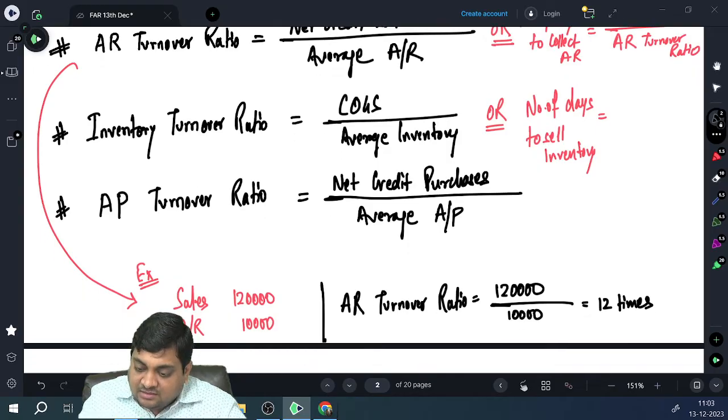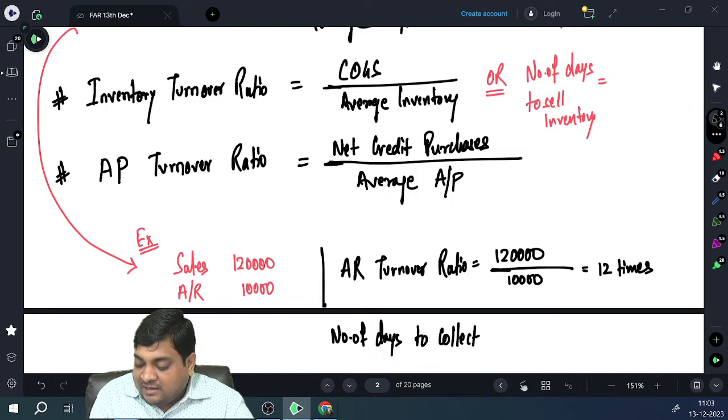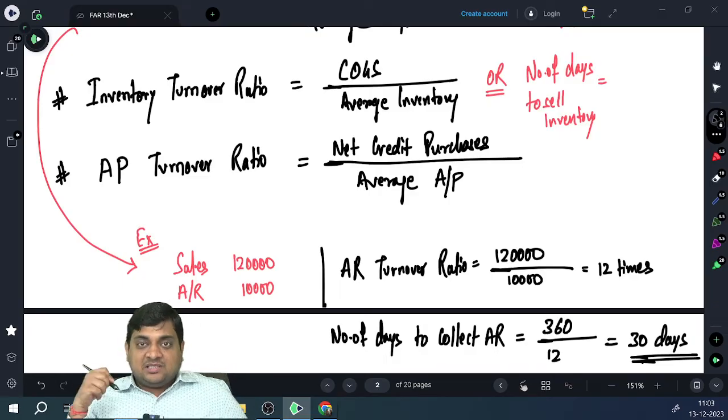So that is number of days, right? Number of days to collect accounts receivable. So basically it is 360 roughly divided by 12, that comes to 30 days. So every debtor is paying in 30 days. If I am selling today, in 30 days I am realizing the money.